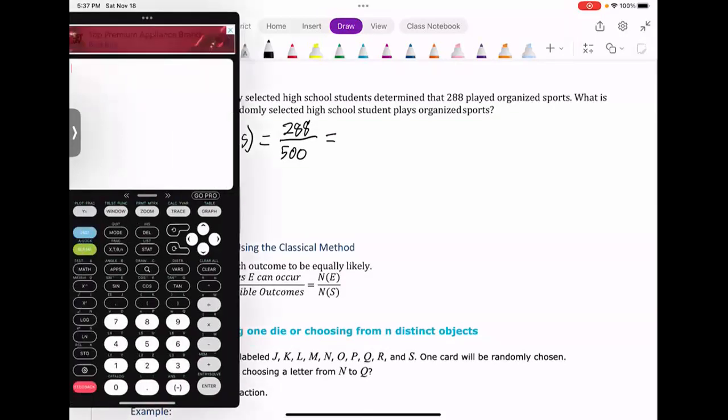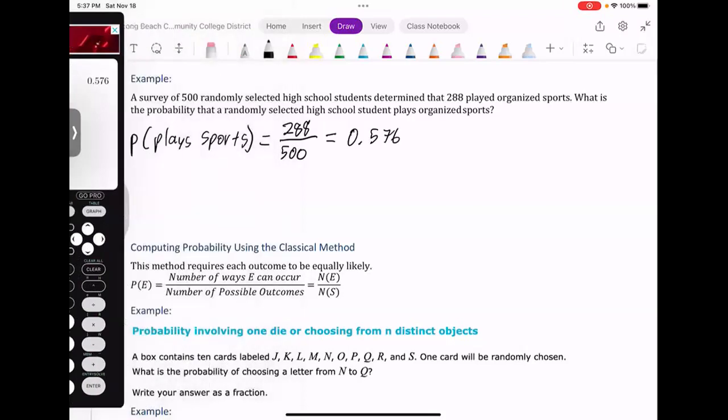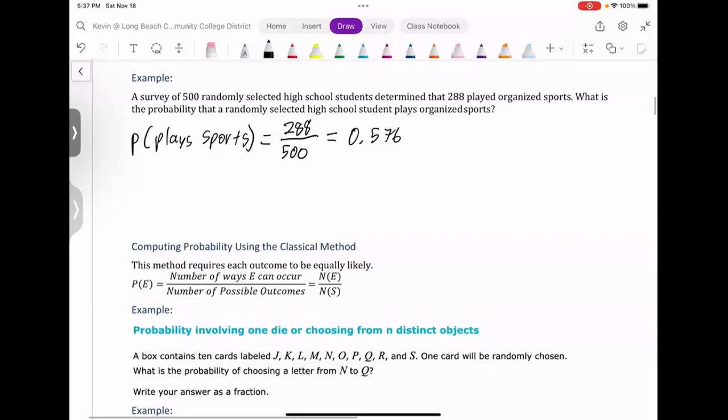Okay, so let's grab our calculator. 288 divided by 500. 0.576. So here is our probability or proportion. We could rewrite that as a percent. That's about 57.6%. So a little over half. And we know that 250 is half of 500. So 288 is going to be a little bit over 50%. So our answer makes sense.